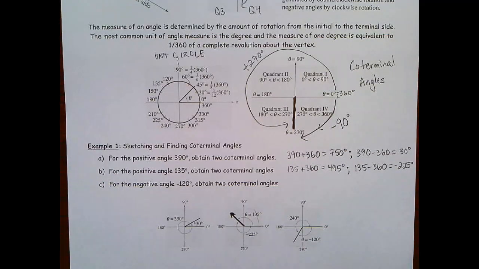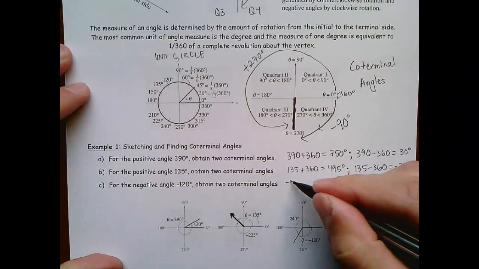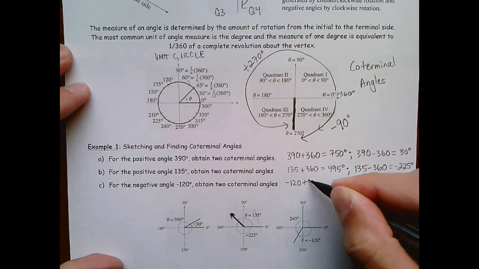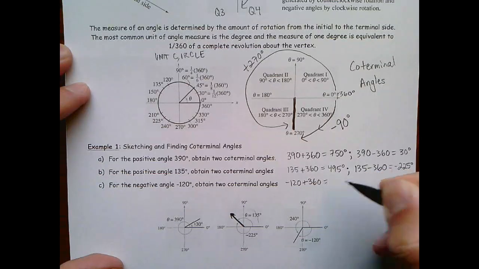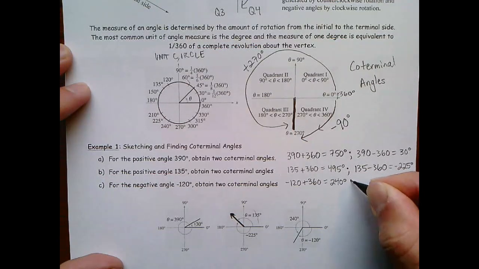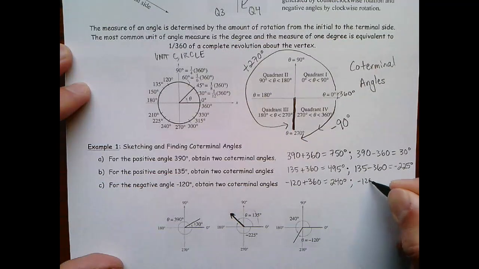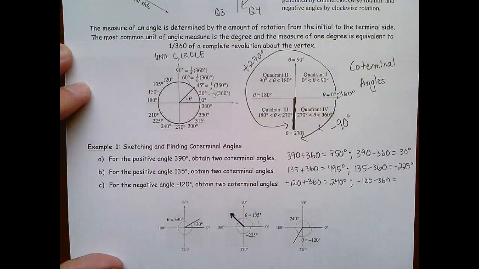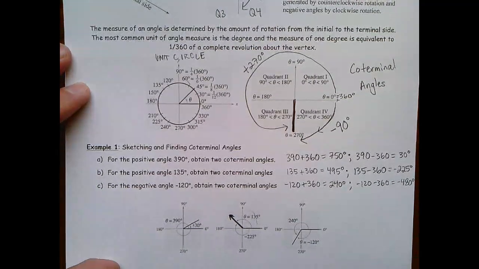All right, guys, let's finish it up. How about the negative angle, negative 120? Well, no surprises. If I take negative 120 and add 360, that's going to travel around the circle once in the positive direction. This is going to be 240. If I take negative 120 and subtract 360, that's going to travel one complete time around the circle in the negative direction. That will be negative 480. So two coterminal angles for negative 120 are positive 240 and negative 480.